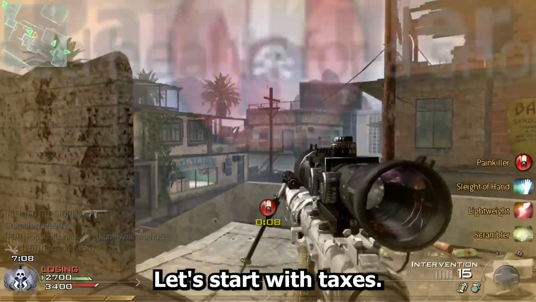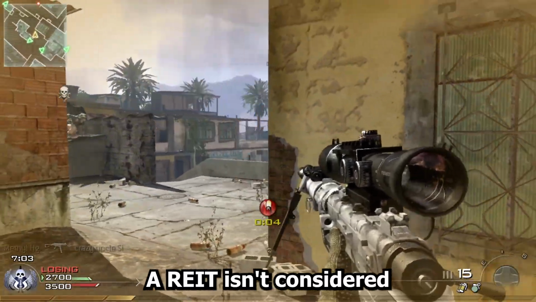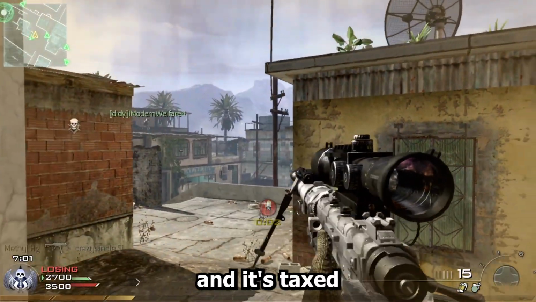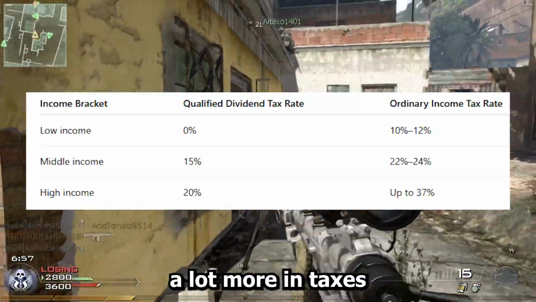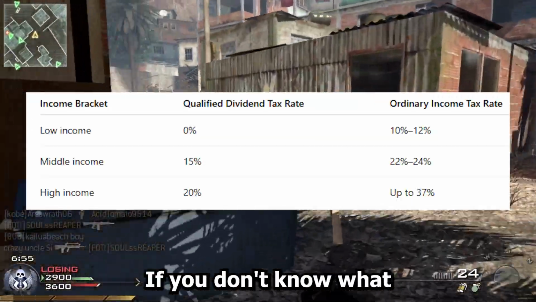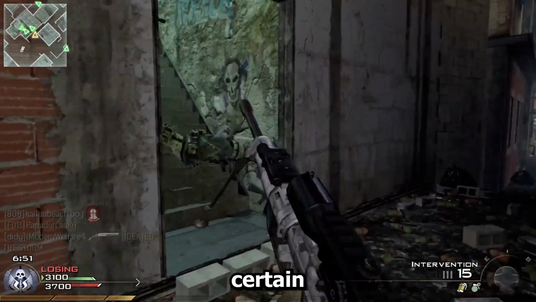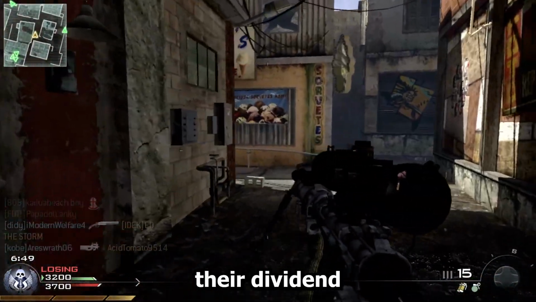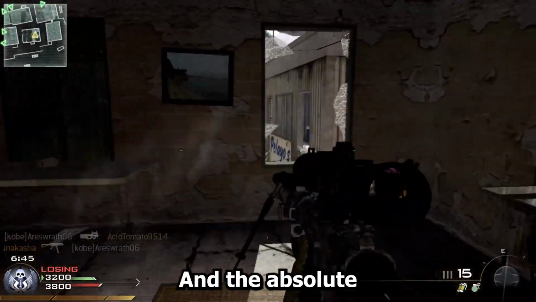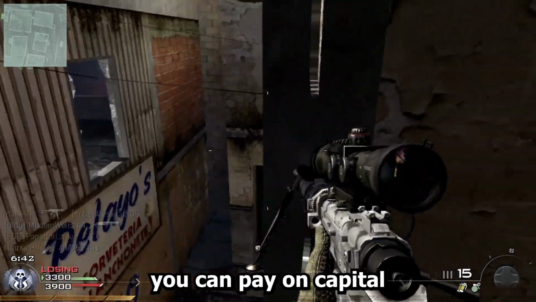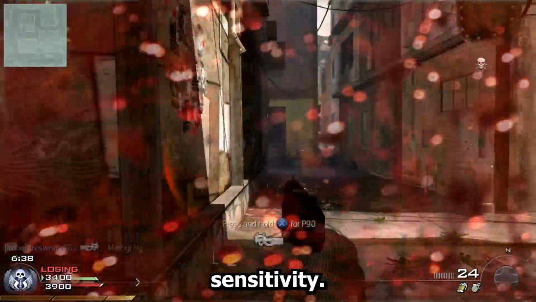Let's start with taxes, everyone's least favorite topic when it comes to money. A REIT isn't considered a qualified dividend, and it's taxed as ordinary income, which means you'll be paying a lot more in taxes on your dividends. If you don't know what a qualified dividend is, basically, when a company meets certain IRS requirements, their dividend can be taxed as a capital gain instead of ordinary income, and the absolute maximum tax you can pay on capital gains is 20%.